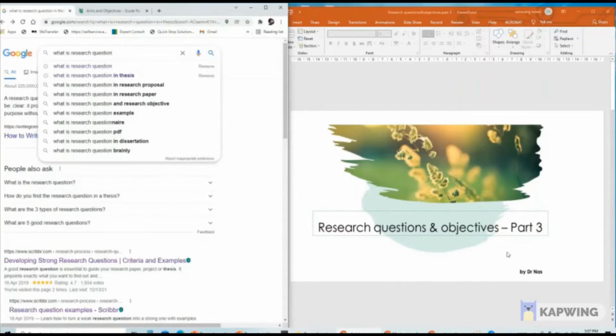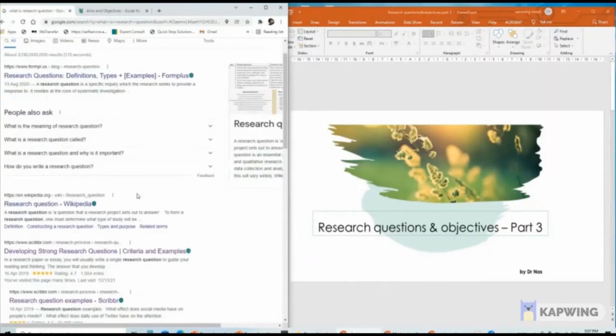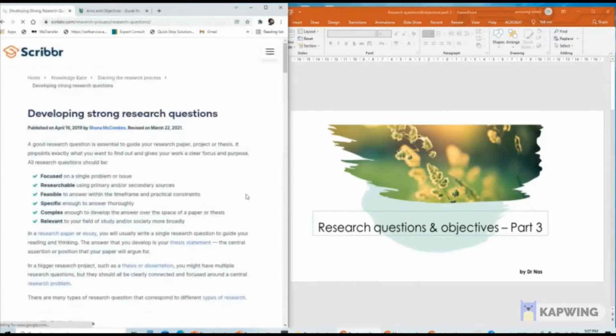Hi everyone. The topic that I would like to share today is how to develop the research question and research objective. If you are just a beginner and do not have any idea what the research question is, it is always good to find out from Google. You type in "research question" and you can see so many articles appear, so you can read a few of them. You will be able to have a better understanding of what the research question is.